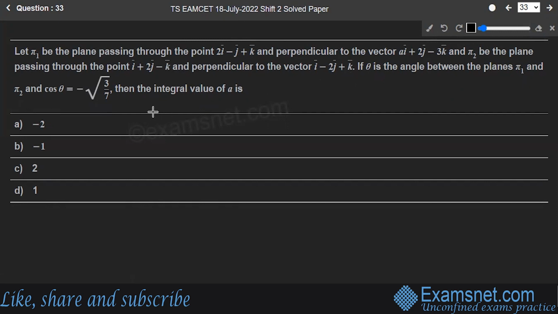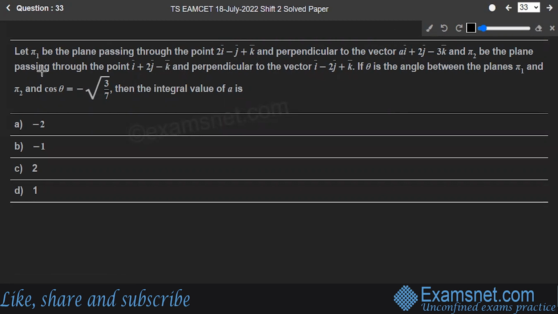First thing, it's given pi 1 is the plane passing through this point and perpendicular to this vector. So pi 1 is R dot (A i plus 2j minus 3k). Question number 33 again: pi 1 is the plane passing through this point and perpendicular to this vector, pi 2 is the plane passing through this point and perpendicular to this vector. Theta is the angle between these two planes, and cos theta is given by minus root 3 by 7. You have to find the integral value of A.